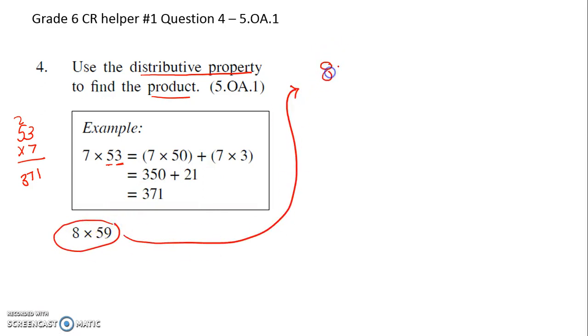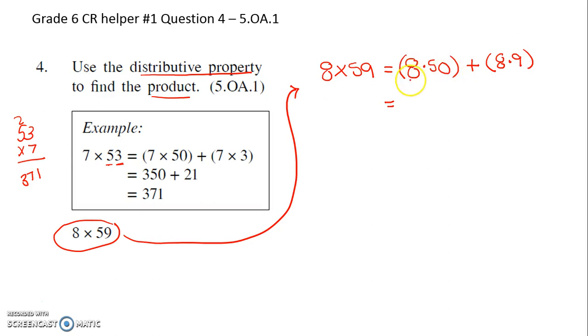8 times 59. And we're going to break it down using the distributive property. So using the distributive property, I have to break down this 59 into a 50 and a 9. And I can then just say, 8 times 50 plus 8 times 9. Just makes the multiplication a little easier instead of using that standard algorithm. So here, 8 times 50. Again, 59 is 50 and 9, and so we have to multiply 8 by each of those.